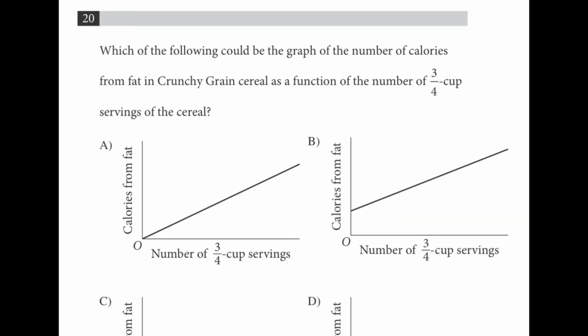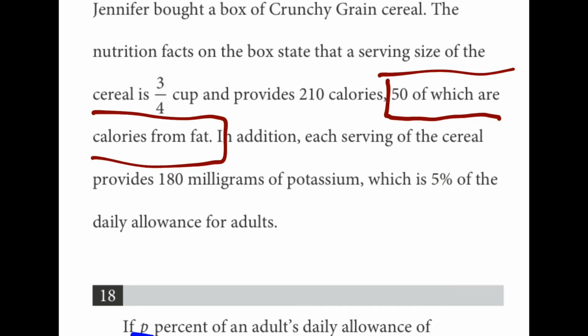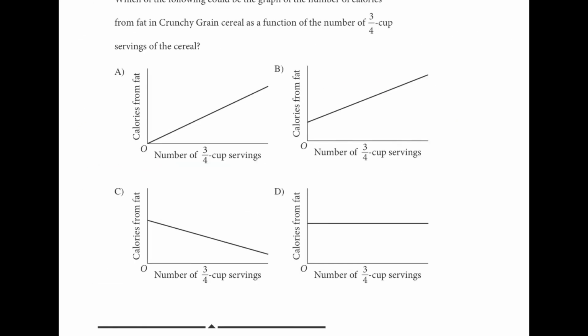20. Which of the following could be the graph of the number of calories from fat in crunchy grain cereal as a function of the number of 3/4 cup servings of the cereal? So we see here that 50 of which are calories from fat. So every time we add an additional 3/4 cup serving, we have 50 more calories from fat. So our slope should be going up, not down. It's not staying the same.